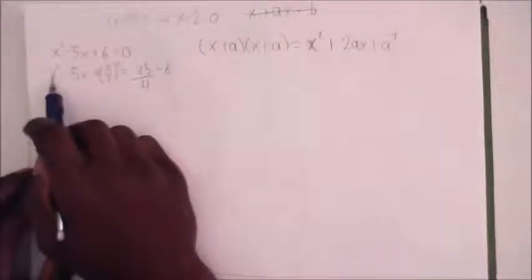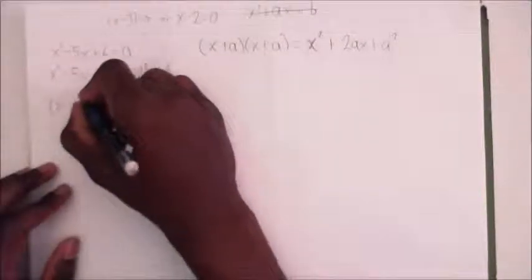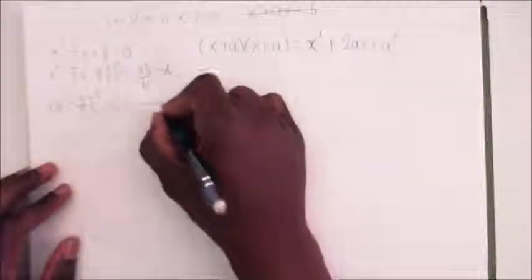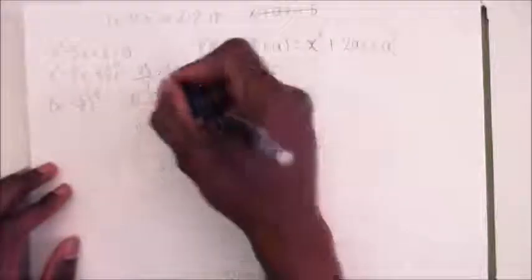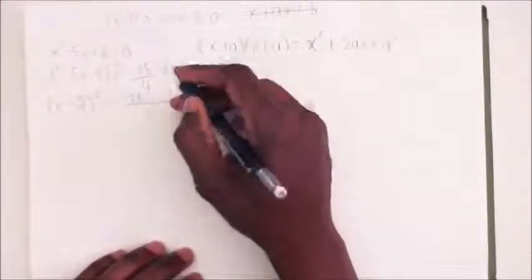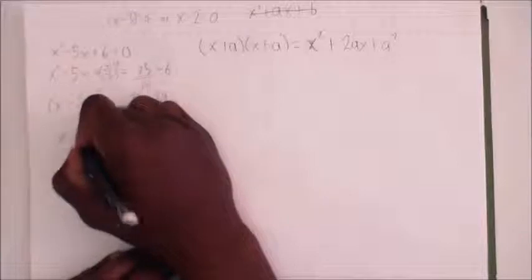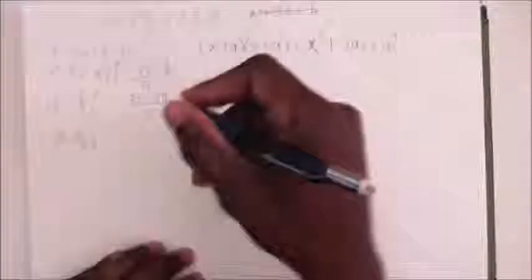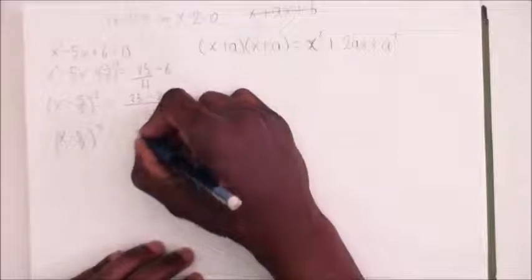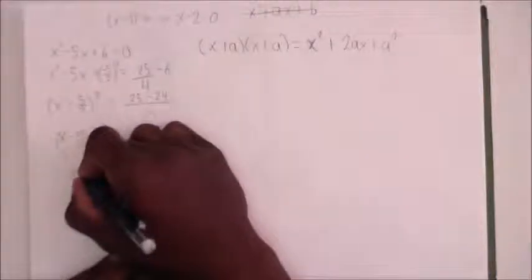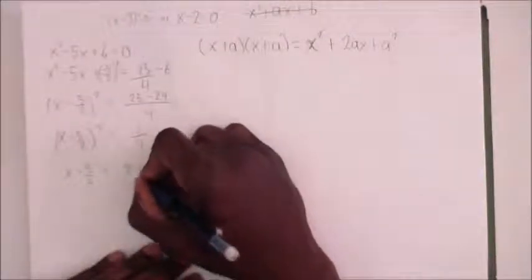So now, because it's in this format, I know it's now x minus 5 over 2 squared. Okay, so x minus 5 divided by 2 squared is equal to 25 over 4 minus 6 times 4, that's 24, so that's 25 minus 24 divided by 4. So x minus 5 over 2 squared is equal to 1 over 4. So x minus 5 over 2 is equal to plus or minus 1 over 2.